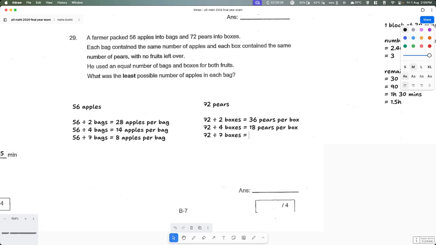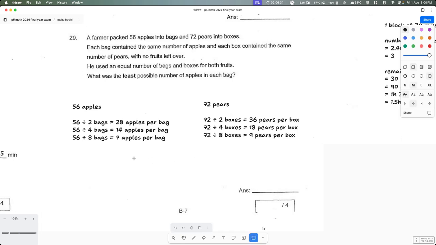No, 72 divided by 7, no, cannot. We cannot divide 72 by 7 boxes. Sorry, so this should be 8 bags with 7 apples. And 72 can be divided by 8. Alright. So this should be 7, right? Then 8 boxes, 72 by 8. This is 9 pears per box.